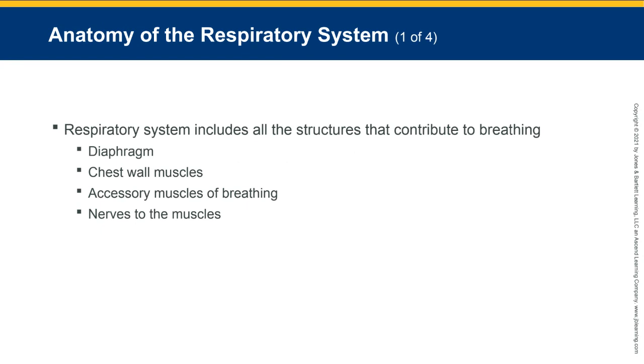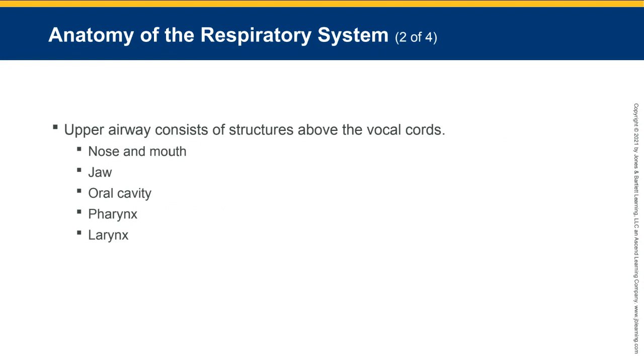Let's review the anatomy of the respiratory system. The respiratory system includes all the structures that contribute to breathing, and that includes the diaphragm, the chest wall muscles, the accessory muscles of breathing, and the nerves to the muscles. The upper airway consists of structures above the vocal cords: the nose and mouth, jaw, oral cavity, pharynx, and the larynx.